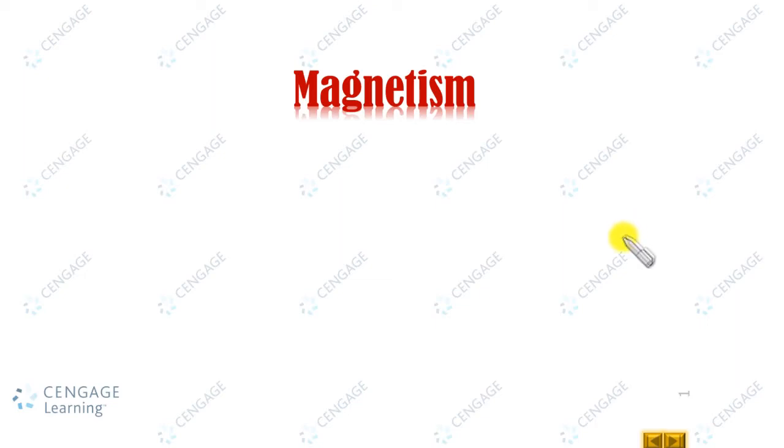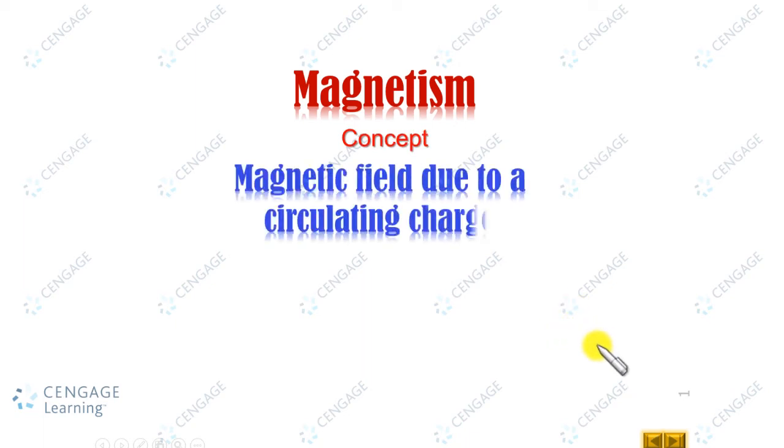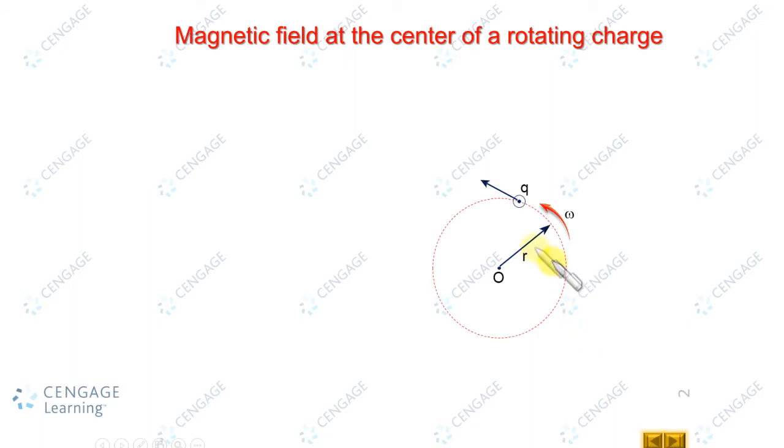Dear students, in this section we are going to discuss the concept of magnetic field due to circulating charge. Let us consider a point charge rotating in a circular path of radius small r. You can observe here this point charge having magnitude small q is rotating in this circular path of radius small r with a constant angular velocity omega, right?